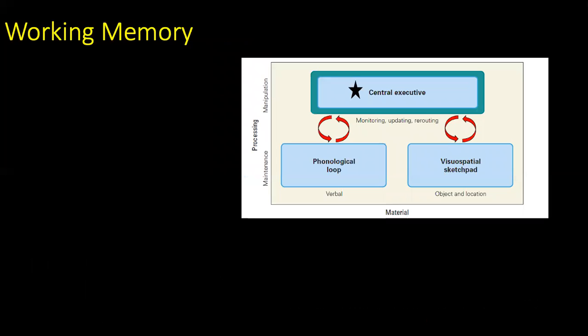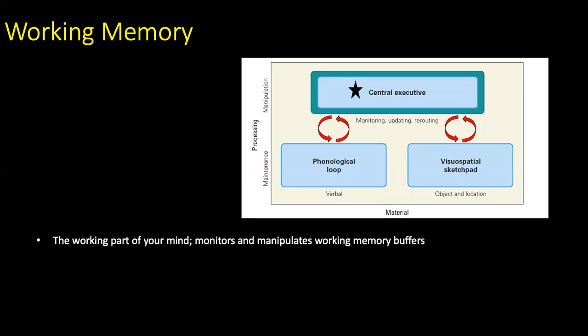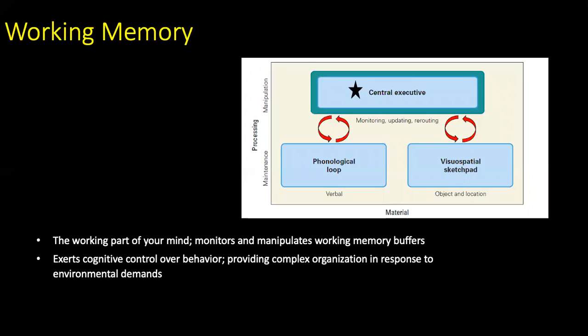The last component is the central executive, right? And this is the working part of working memory, really. It's monitoring and manipulating the loop and the sketchpad in order to use the information that's being stored in those buffers to execute different tasks, right? So it's the cognitive control over our behavior.